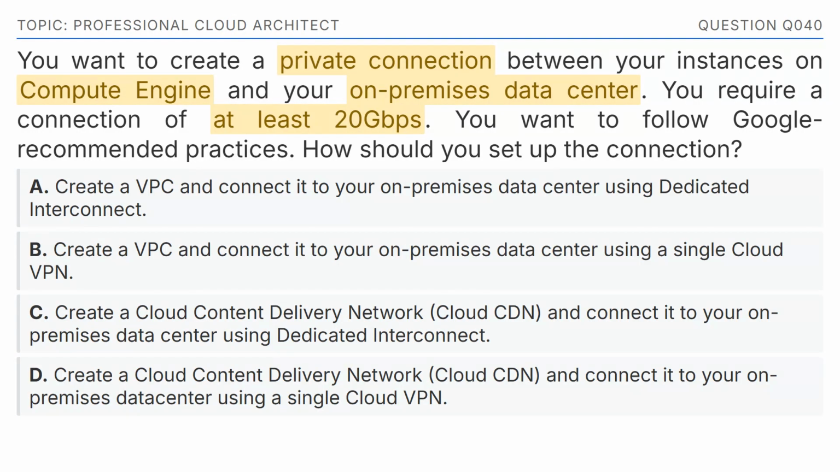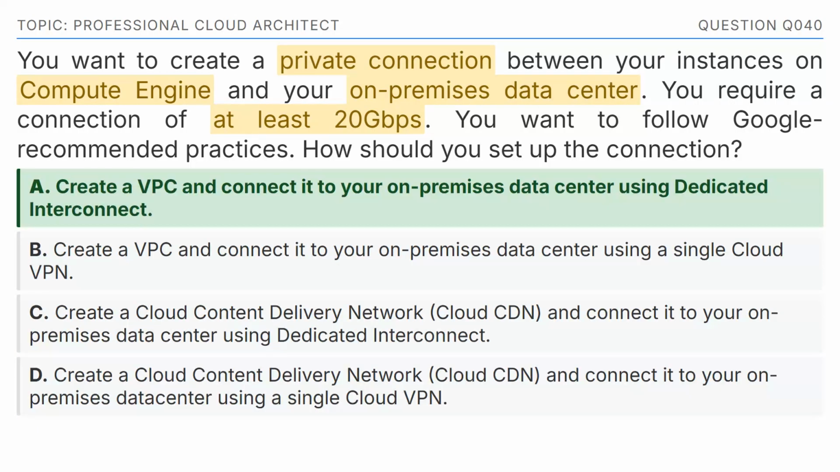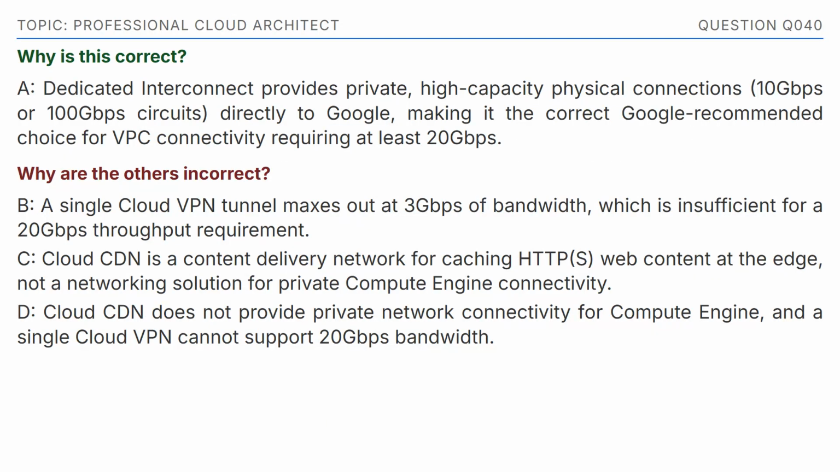To arrive at the correct answer, we focus on the keywords: private connection, Compute Engine, on-premises data center, at least 20 gigabits per second. The correct answer is option A, create a VPC and connect it to your on-premises data center using Dedicated Interconnect. Why is this correct?